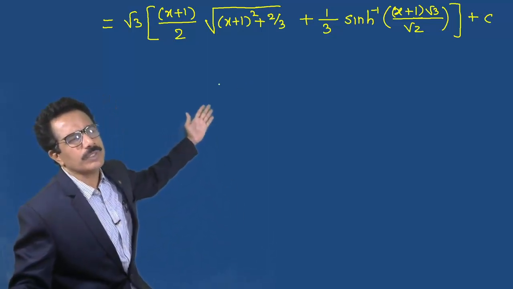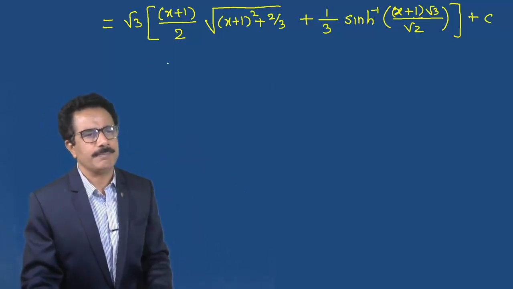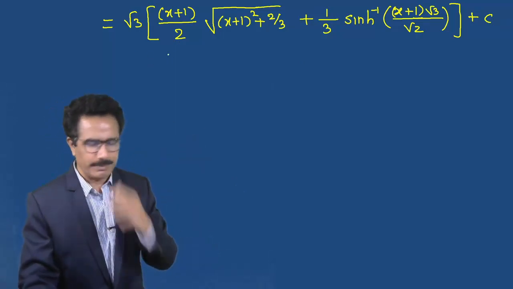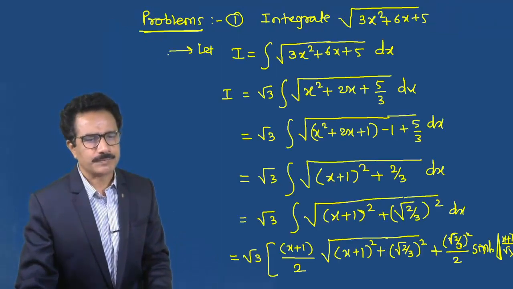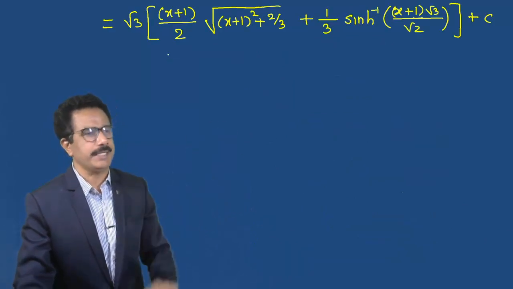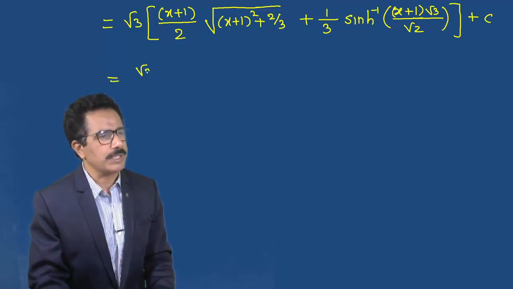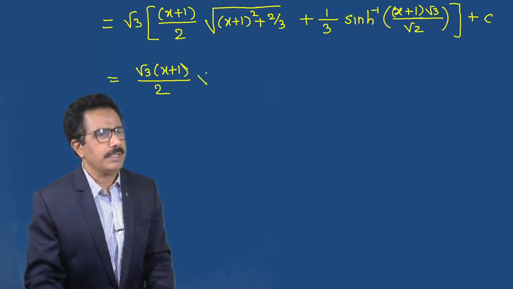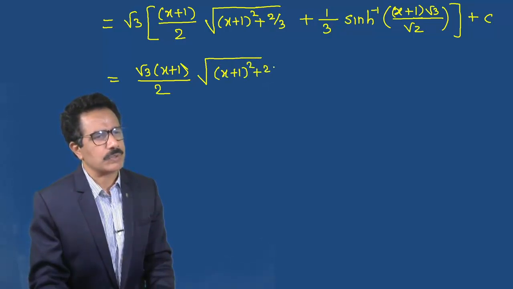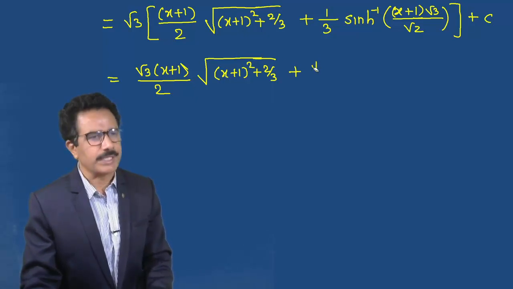Now you can multiply root 3 in the bracket also. Now this outer bracket, you can multiply by root 3. You will get the answer, there is no problem. A square by 2, a square means 2 by 3 divided by 2 means 1 by 3. If you multiply this by root 3, there is no problem. Root 3 into x plus 1 divided by 2 into root of (x plus 1) bracket square plus 2 by 3 plus 1 by root 3.